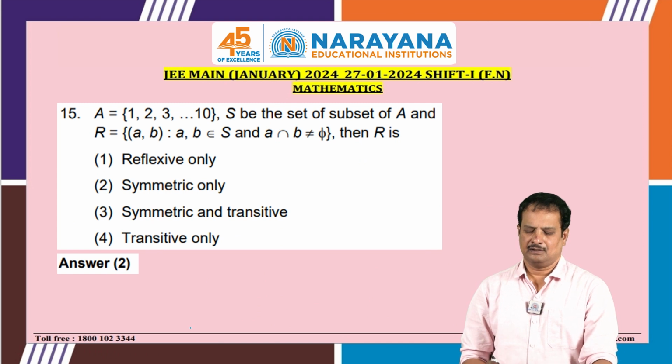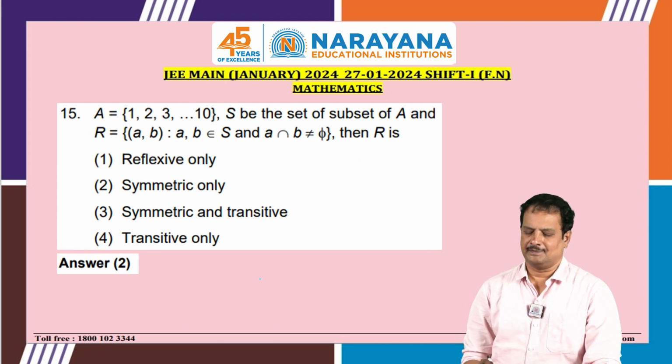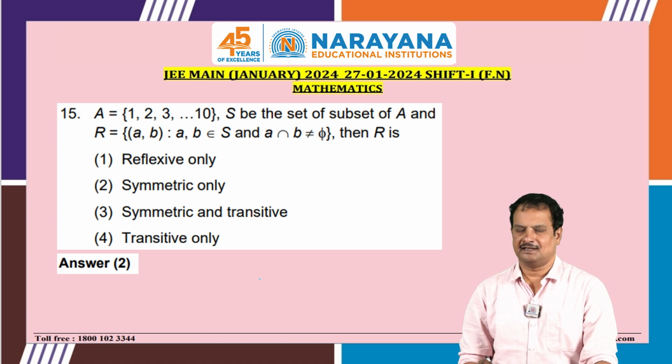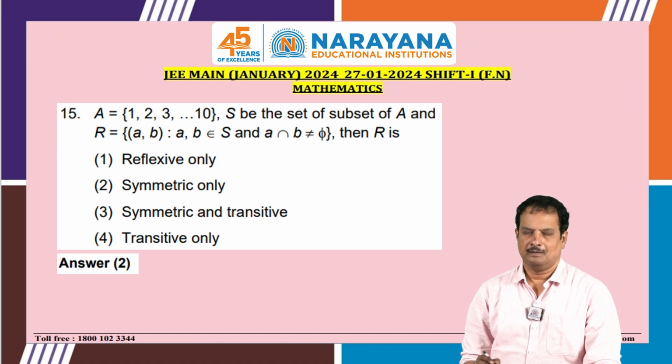So in this case, they have given 10 elements in the set A. S is a set of subsets of A. That means it is the power set of A. So how many elements will be there in the power set of A there? Power set of A will be denoted as P of A. So it is a power set of A.